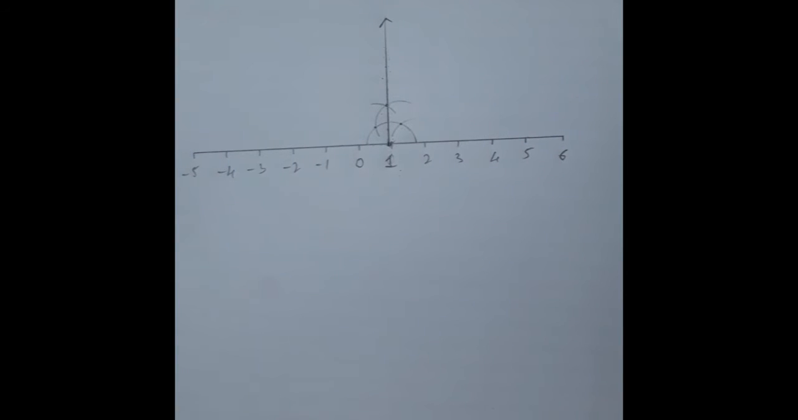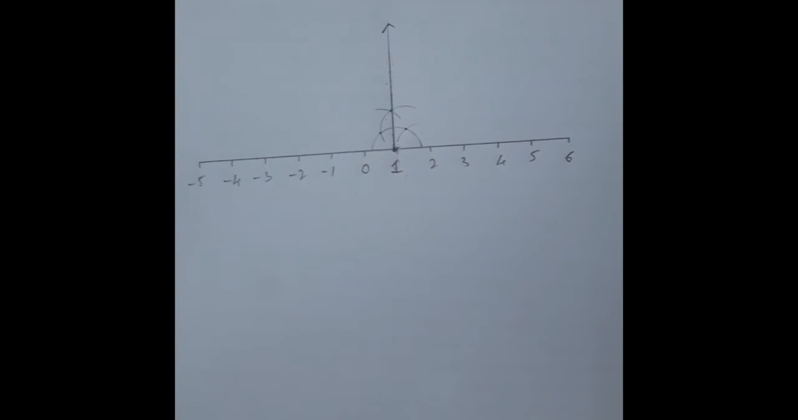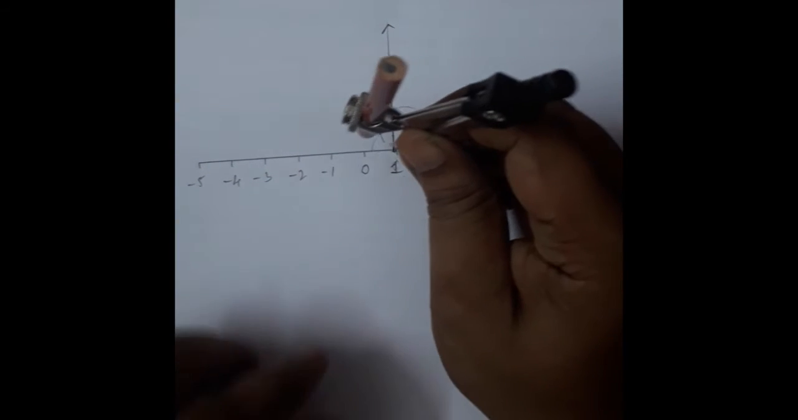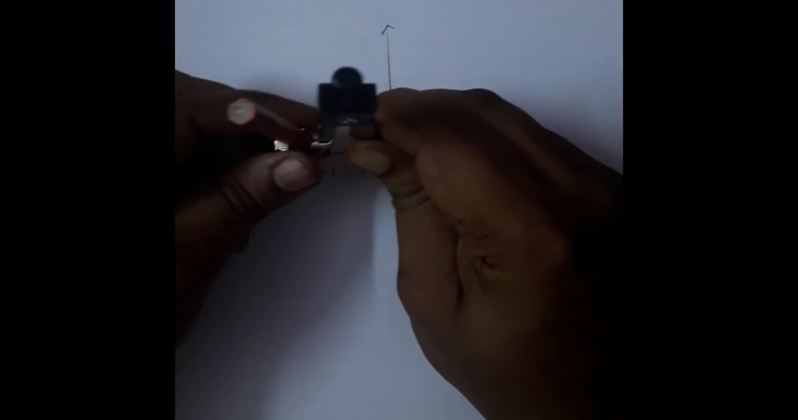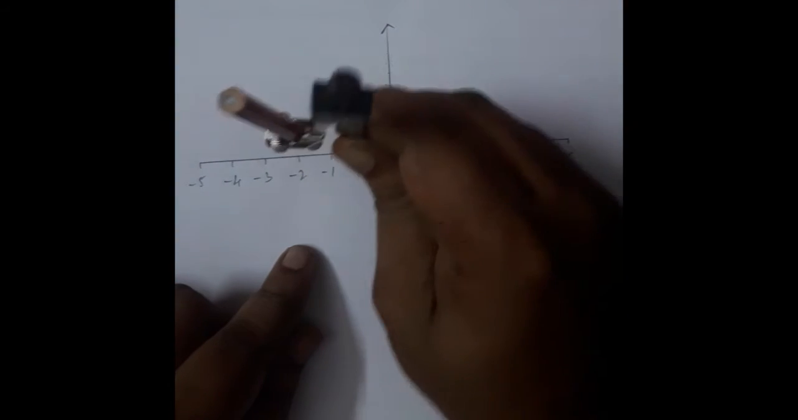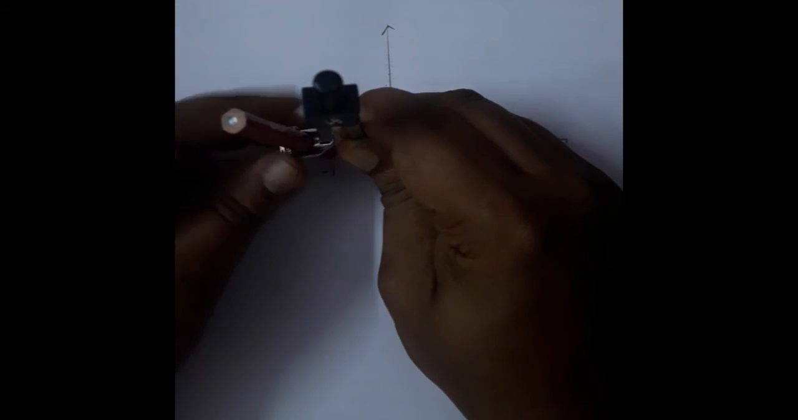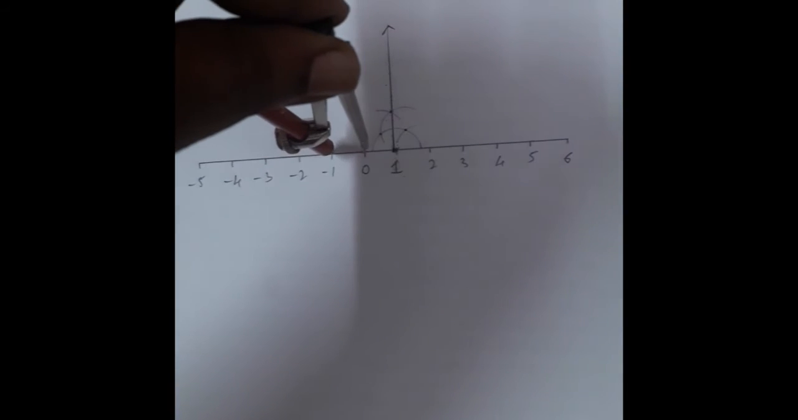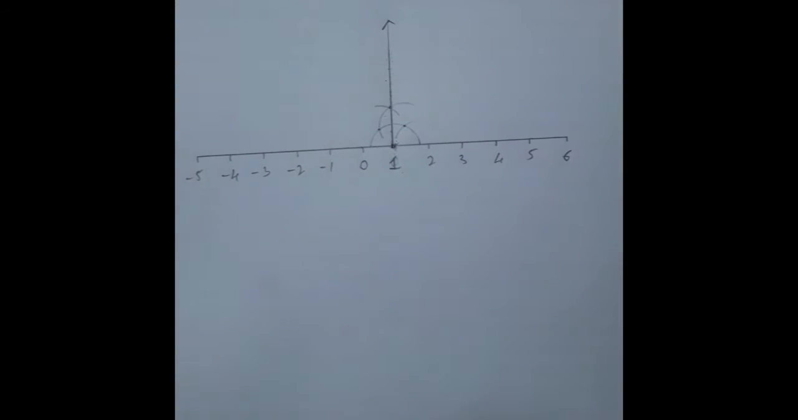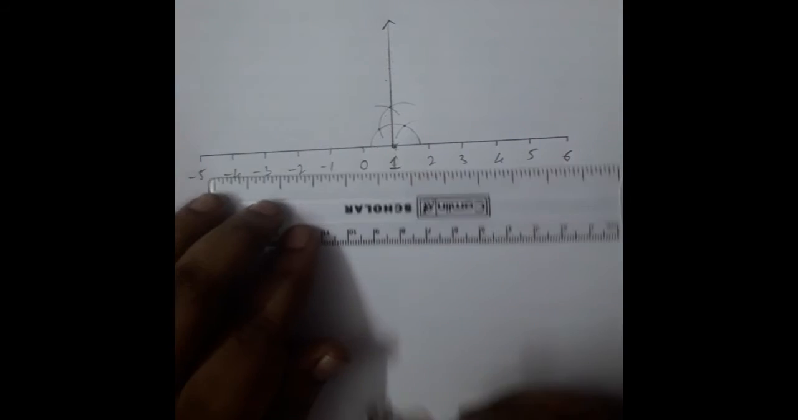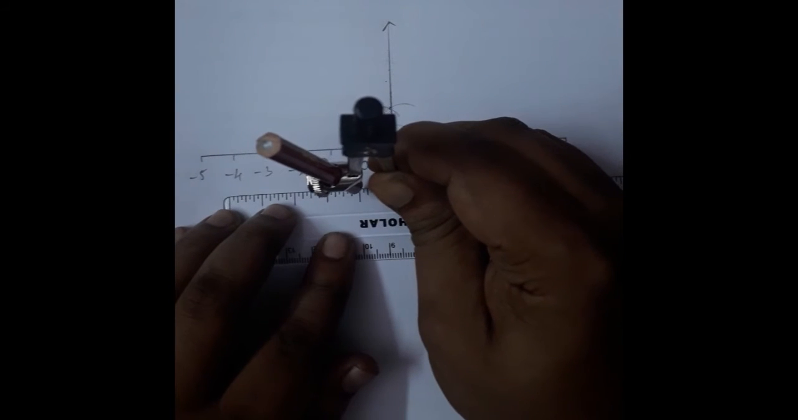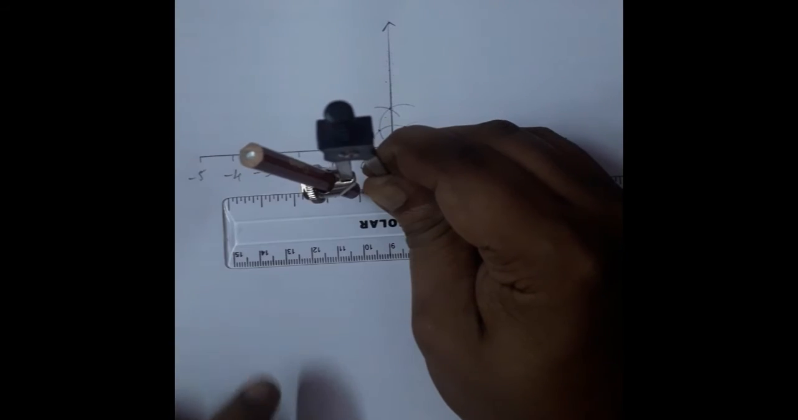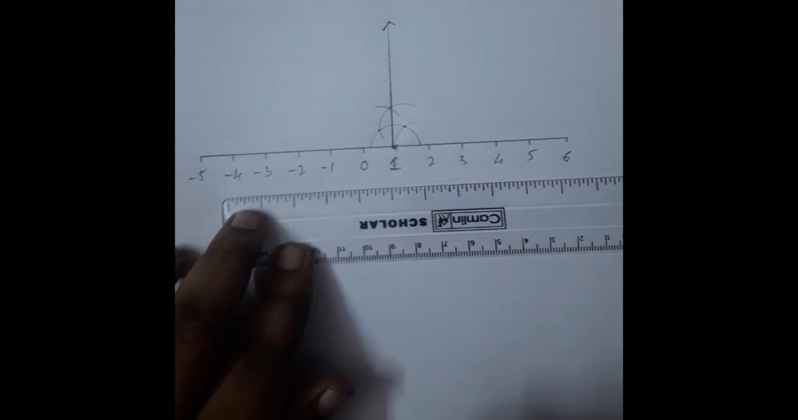Now that we have got a perpendicular, our next step is to cut this line with unit length 1. So what we do is we take the measurement of 1. These are all separated by 1 inch, so we'll just take 1 inch. Have a look. I'm just taking the length between these. If you want, you can even take the length on your ruler. It is the same. So we keep the pointer over here.